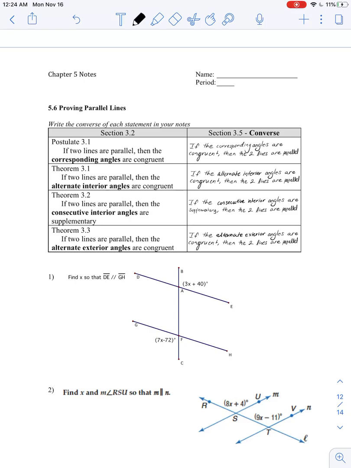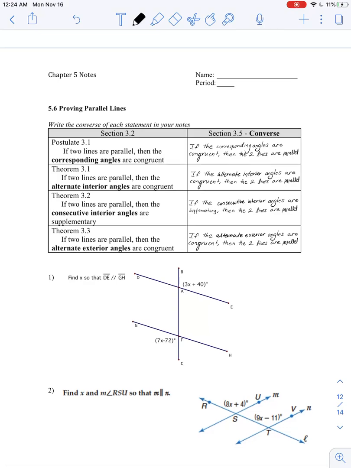Section 5.6 is on proving parallel lines, and we're going to start by looking at the converse of each of these statements that you learned about in section 5.5 yesterday. The corresponding angles postulate, abbreviated CA or CAP. Then alternate interior angles, that's AIA. And then CIA, consecutive interior angles, and AEA, alternate exterior angles.